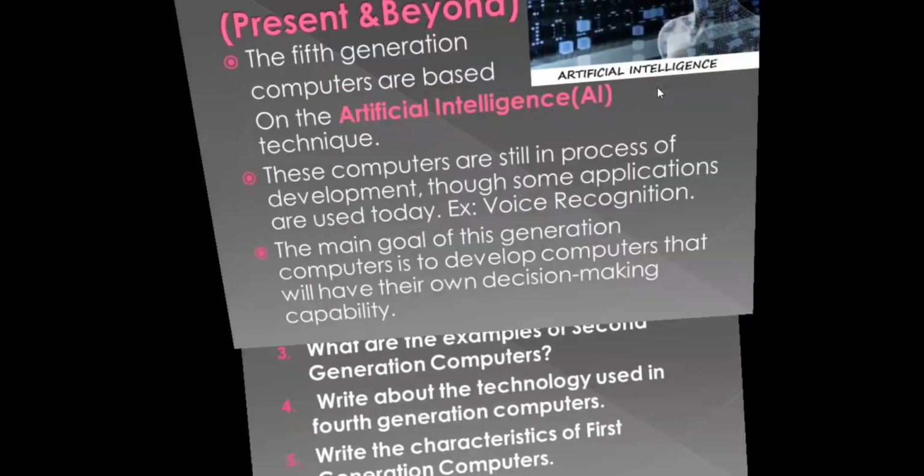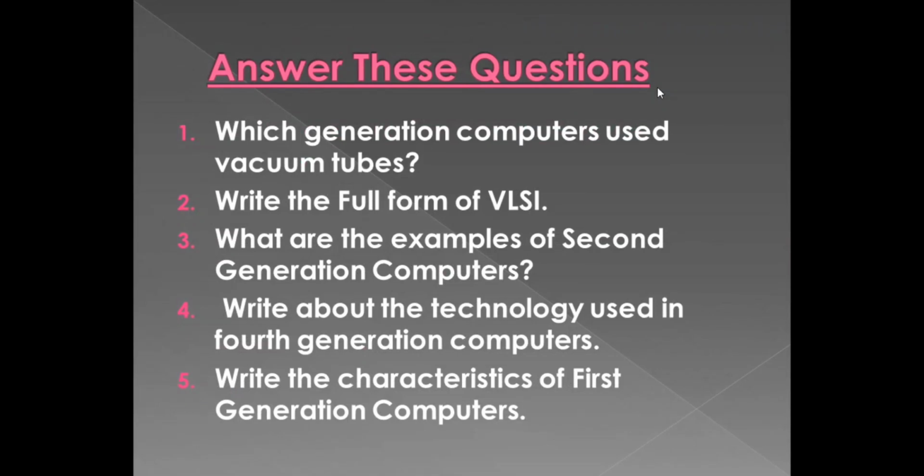So this is all about generations of computer, and answer these questions. One, which generation computers used vacuum tubes? Second one, write the full form of VLSI. Third, what are the examples of second generation computers? Fourth, write about the technology used in fourth generation computers. Fifth one, write the characteristics of first generation computers.